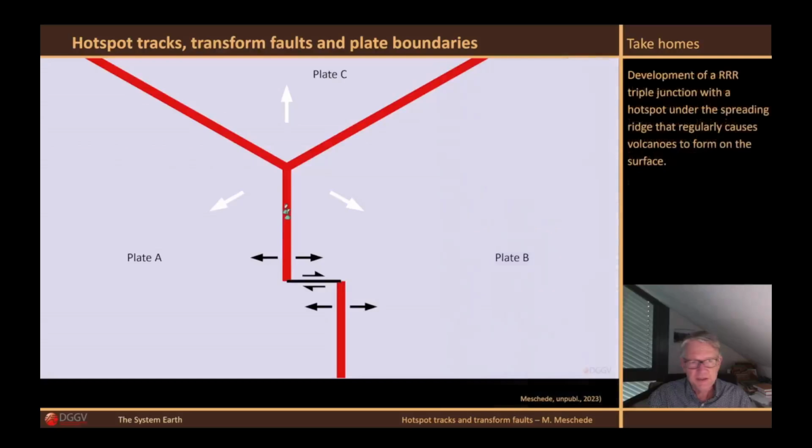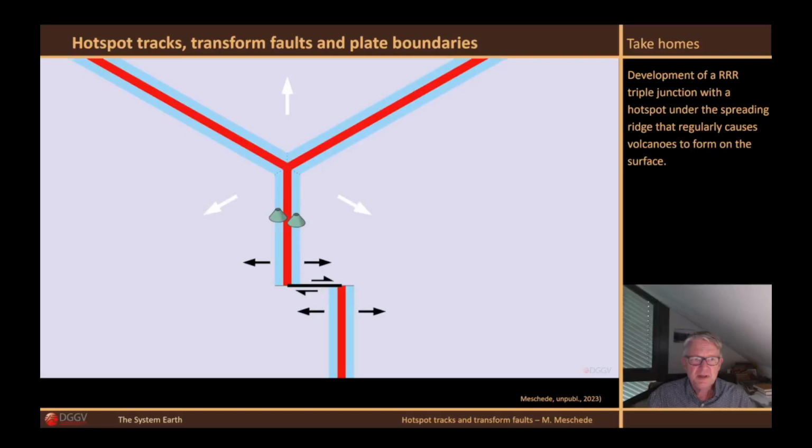I would like to illustrate this connection with a short animation. We see three plates here that are moving away from each other. The spreading velocity is the same at all three spreading centers, which meet at the triple junction in the middle. There is also a hotspot under the branch that goes downward in the figure, which repeatedly causes volcanoes to form directly at the spreading center. And moreover, this spreading ridge is also offset at a transform fault.